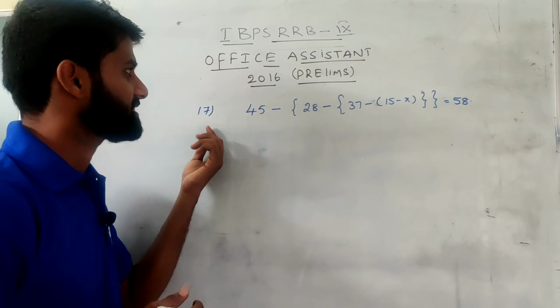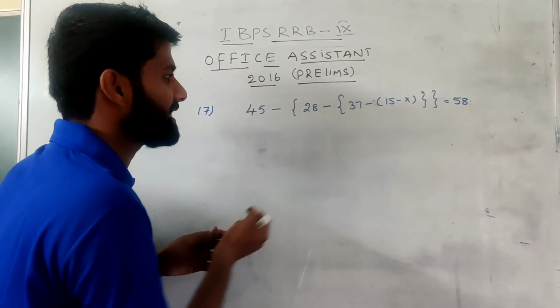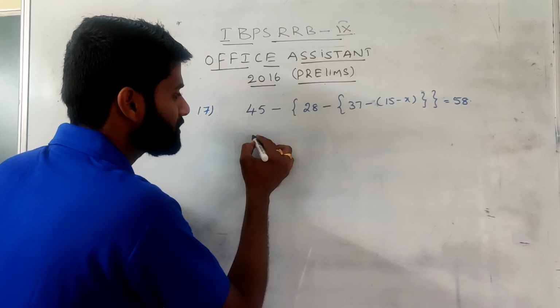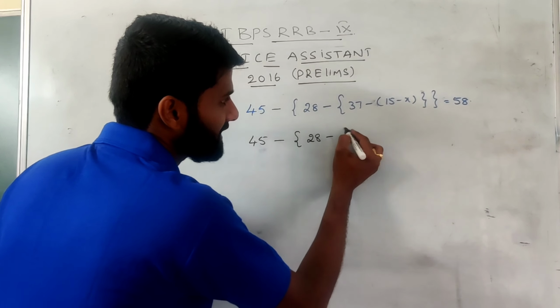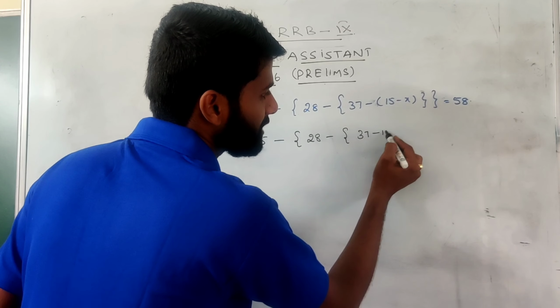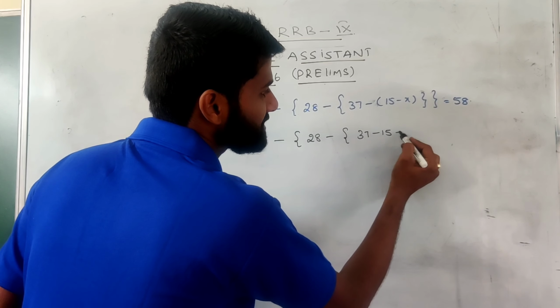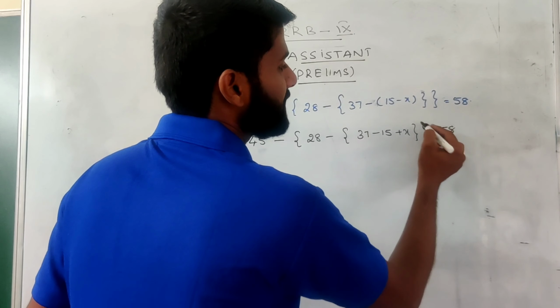Next question, see. So in this question, we have brackets. If there are brackets, go with a proper calculation. See, first of all, go line by line. 45 minus 28 minus 37. First, we can go with this operation. Minus of 15, the value becomes minus 15. And minus into minus, the value becomes plus. Exactly equal to 58. We have one more bracket.